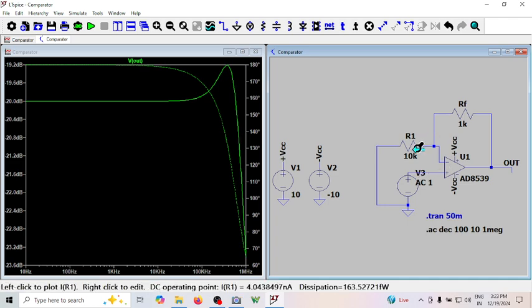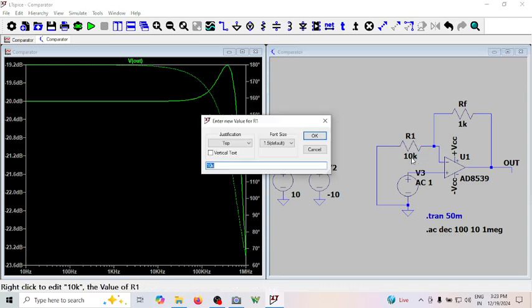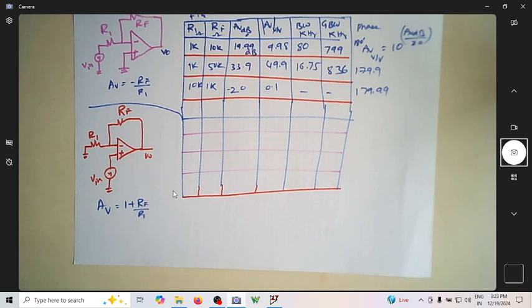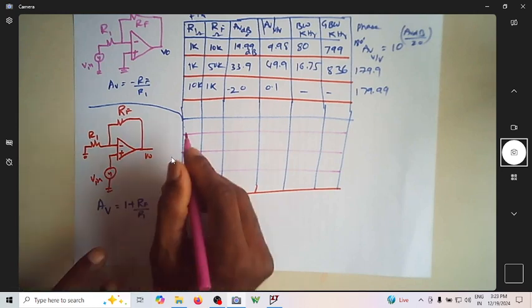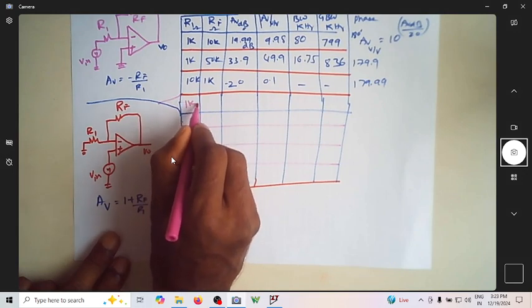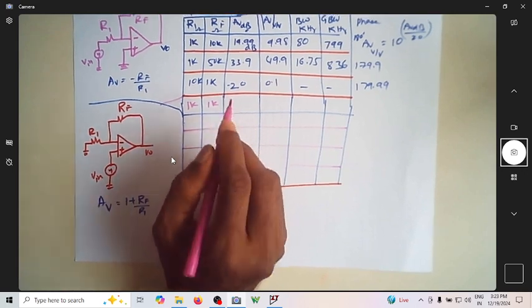Now the gain, let me make a gain of 2. So for a gain of 2, both should be 1K, 1K. Because it is 1 plus RF by R1, if I make both the resistances the same, then the gain is 2. So what I'm having now is a non-inverting amplifier, which is 1K. You are expecting a gain of 2.